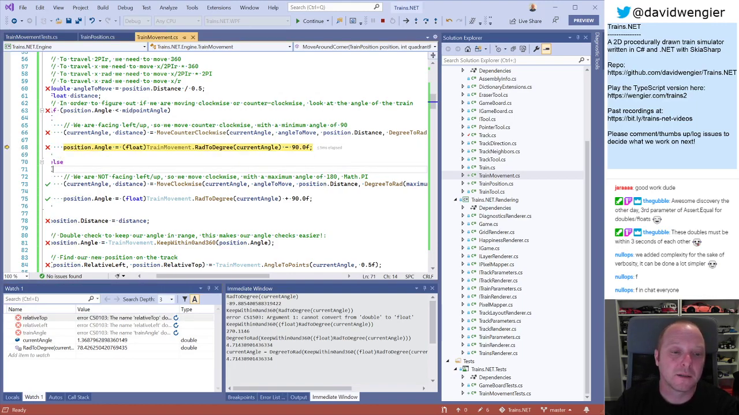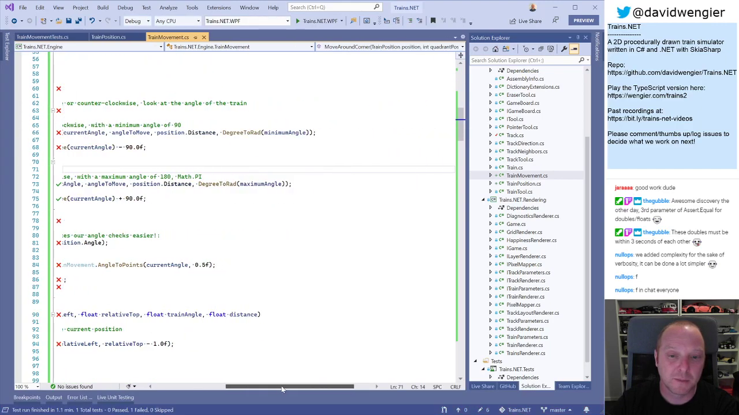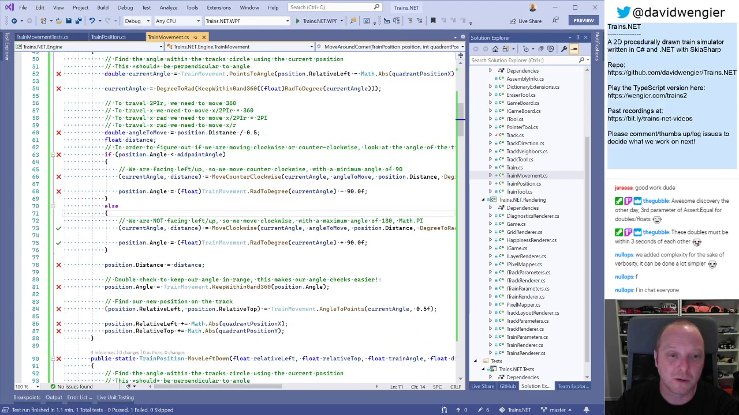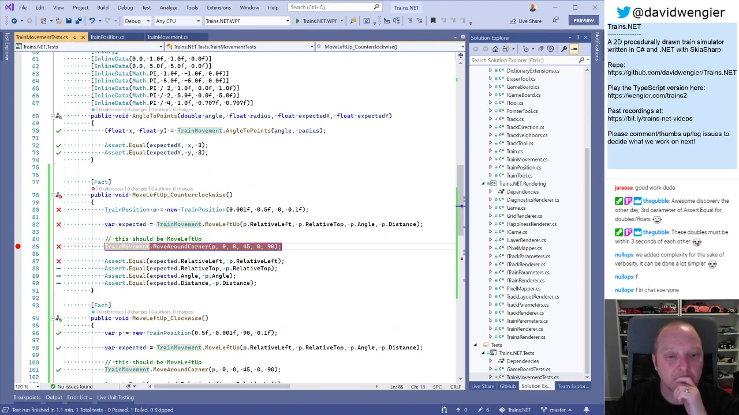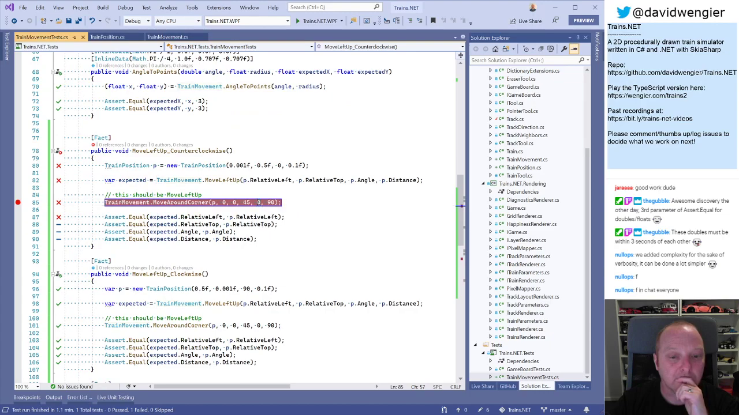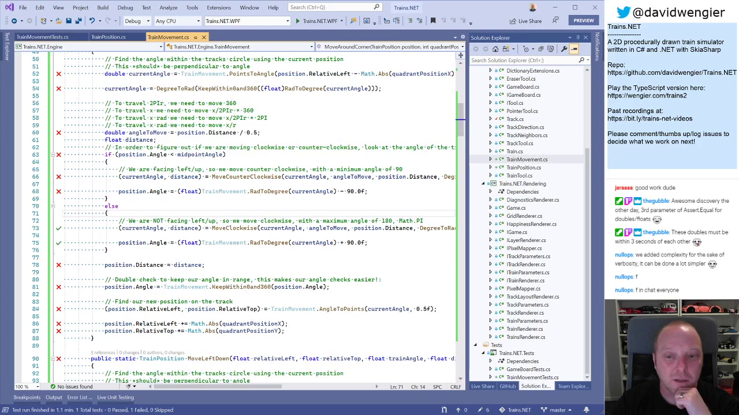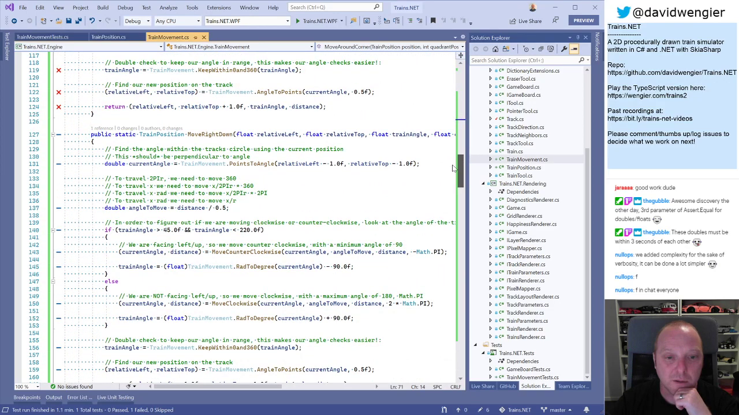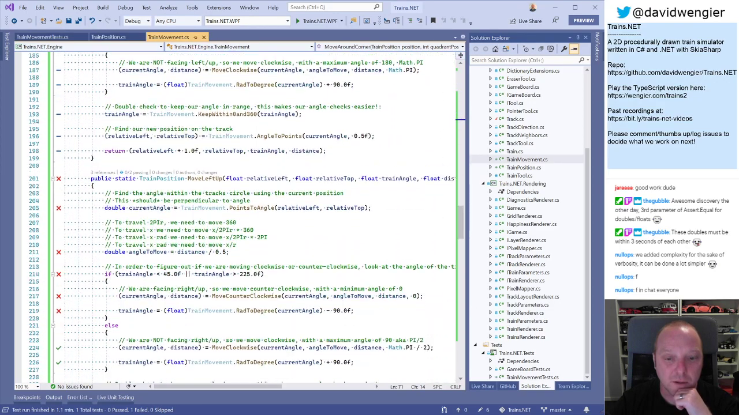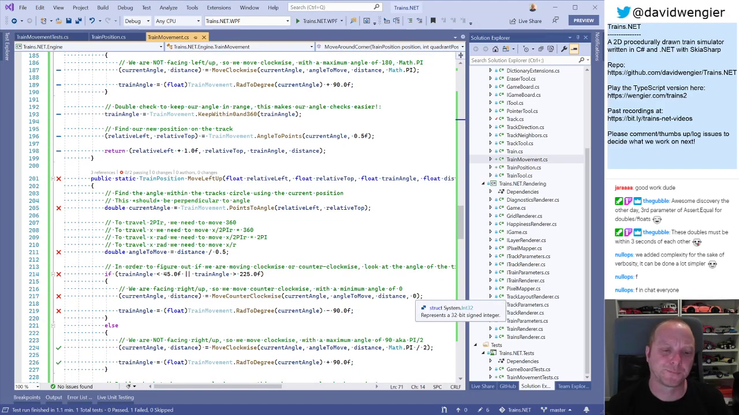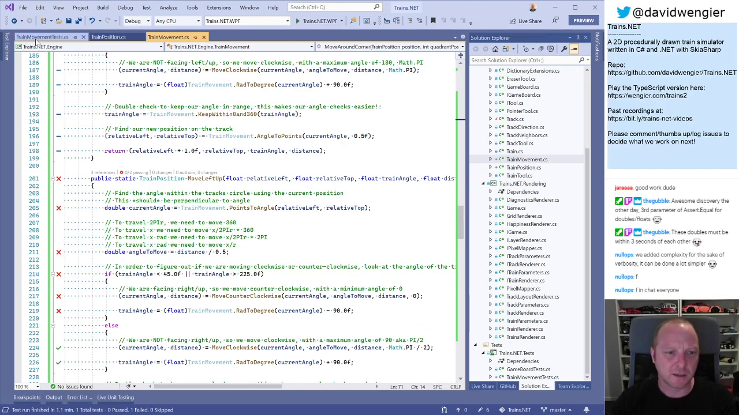That is a problem. Okay, so the minimum angle here is wrong. So the minimum angle here, I've said 0. What was it in left up? It was 0. That's... yeah, F for my sanity.